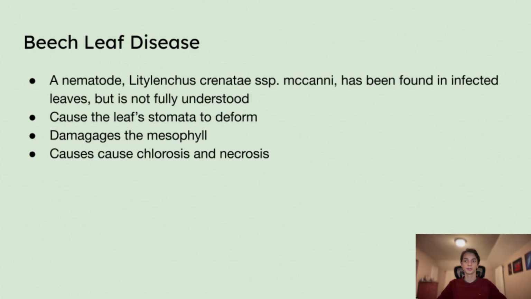While not much is known about the disease, a nematode has been found in infected leaves, but it's likely not the only cause of the disease. These nematodes have been found to cause the leaf stomata, which is the opening in the plant's leaves and stem that takes in CO2 and releases oxygen, to deform. It can also damage the mesophyll, where most of photosynthesis happens, and it can also cause yellowing of leaves, or chlorosis. It also causes necrosis, which is the browning or blackening of leaves, which indicates the death of cells.